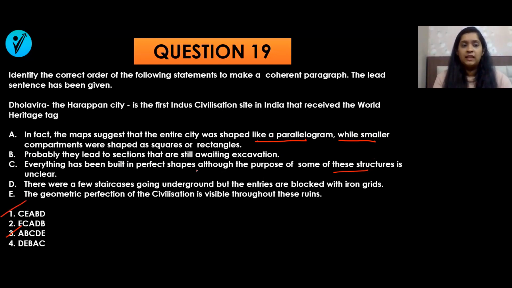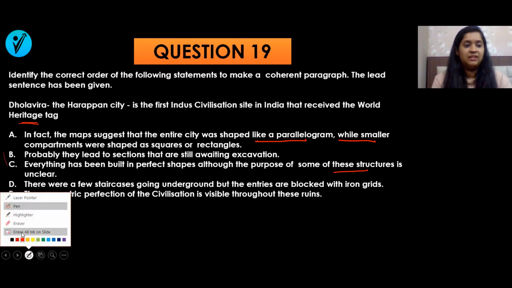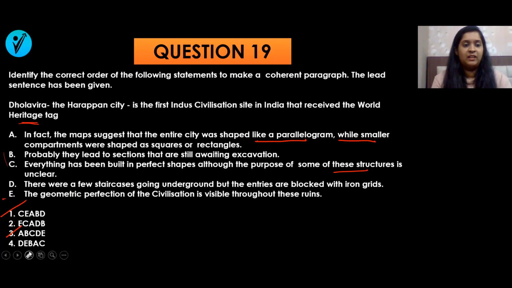There were a few staircases going underground, but the entries are blocked with iron grids. So, this could not be the continual sentence to the lead sentence which talks about the Harappan city. So, I can eliminate option 2 also just by looking at the first sentence. Now let me see D. There were a few staircases going underground, but the entries are blocked. Sorry, I eliminated E instead of D. I read D and eliminated E. So D is also not making sense.